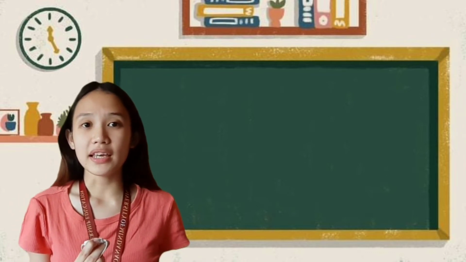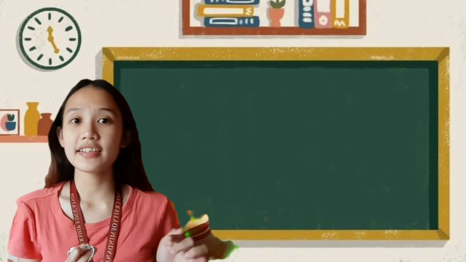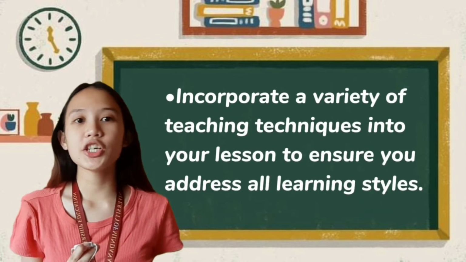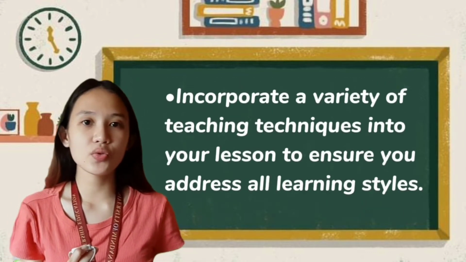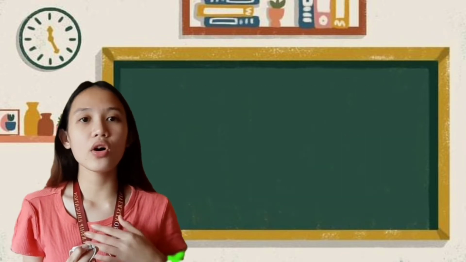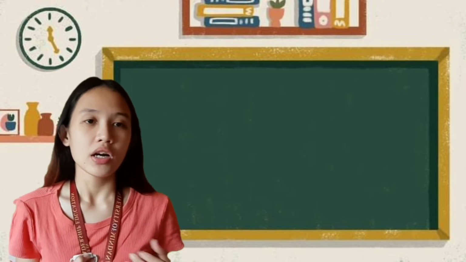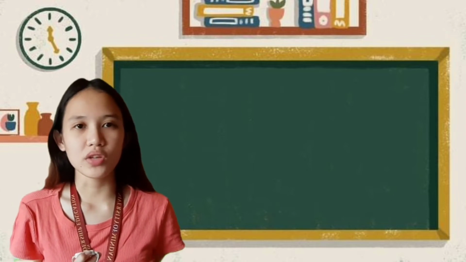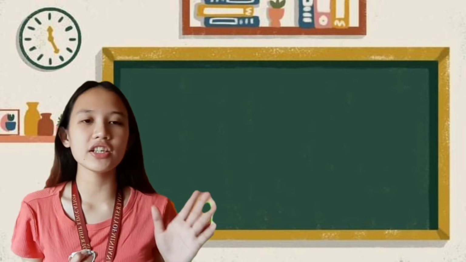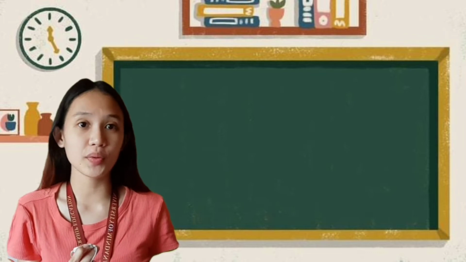Second indicator will be differentiates instruction to engage all learners. And these are the tips for making it happen. Incorporate a variety of teaching techniques into your lesson to ensure you'll address all learning styles. And this is true. We have all different learning styles that may be hard for us to portray the information to our students. So as much as possible, we may be able to mix all different teaching strategies to ensure that the students will absorb all the information during the class.